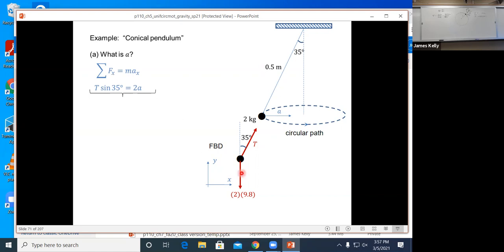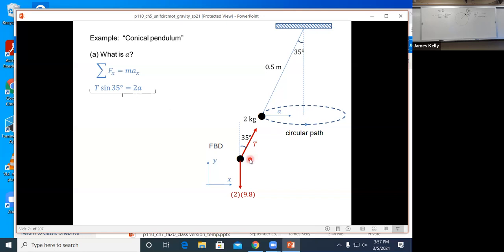This weight force has 0 x component. It's all along the negative y. But this tension force is partially along the x direction. I need to find this side of the right triangle, and that's going to be T times the sine of 35 degrees. If I drew a right triangle in there, T times the sine of 35, and it comes in with a plus sign because it's pointing more or less in the plus x direction.